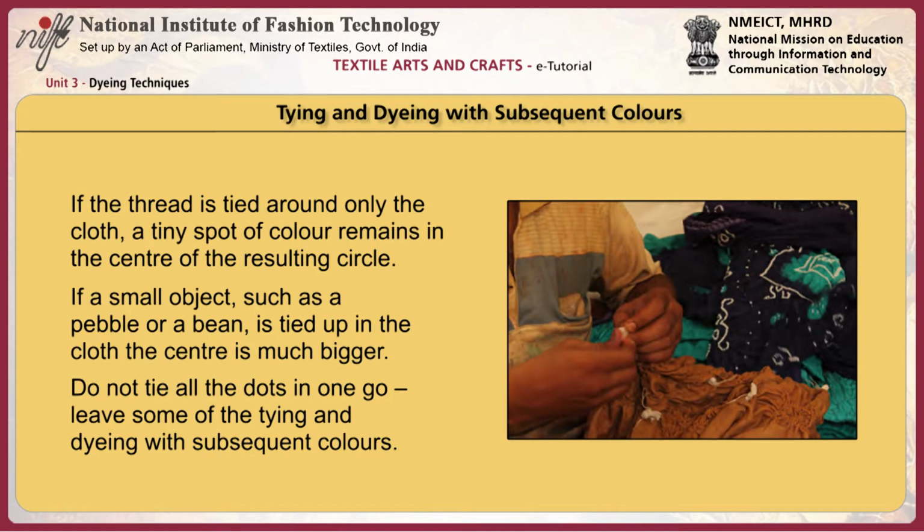If the thread is tied around only the cloth, a tiny spot of color remains in the center, resulting in a circle. If a small object such as a pebble or a bean is tied up in the cloth, the center is much bigger. Do not tie all the dots in one go. Leave some of the tying and dyeing with subsequent colors.